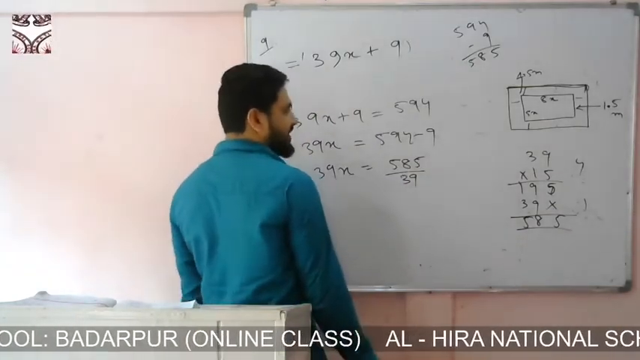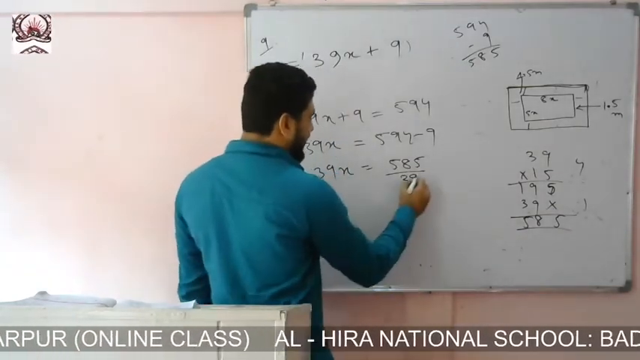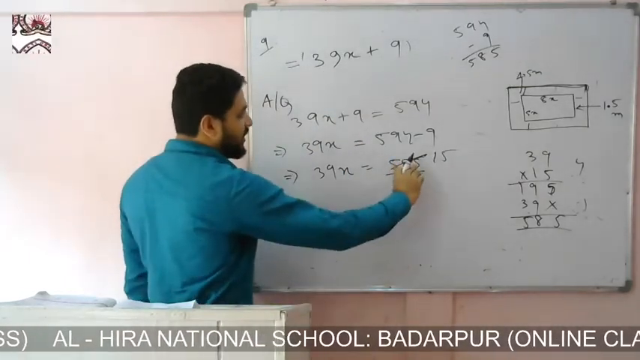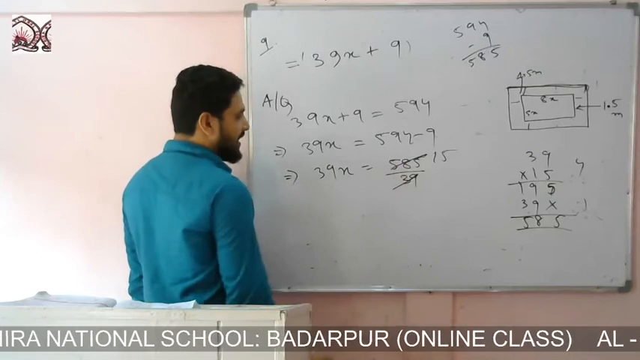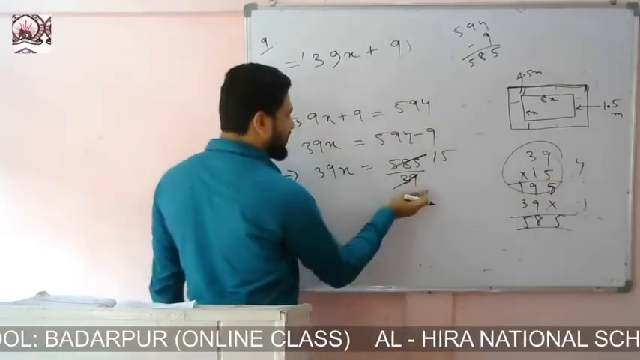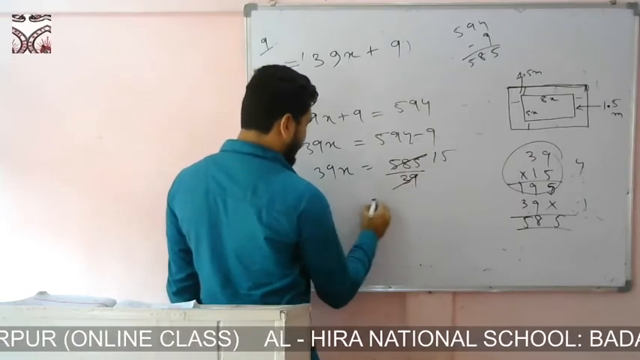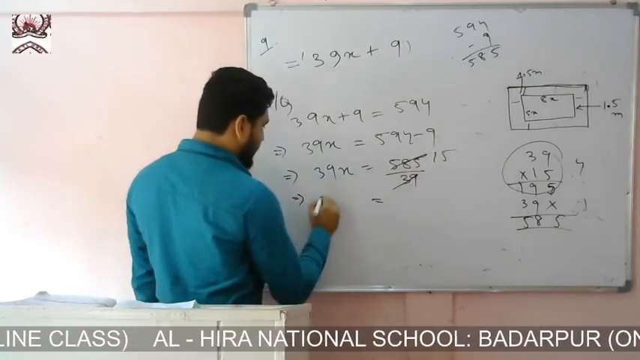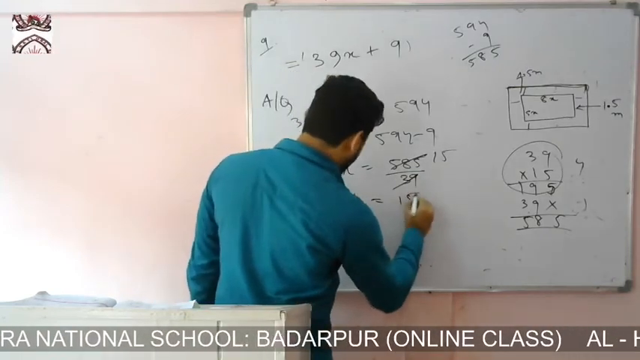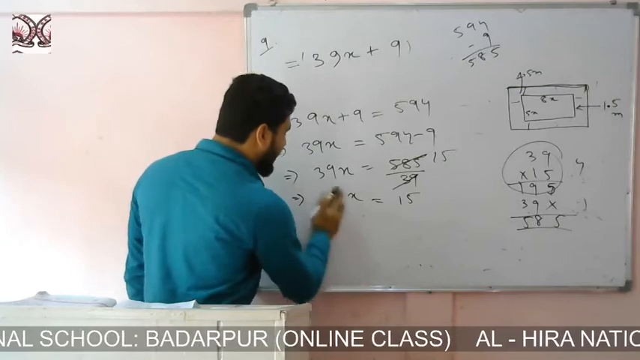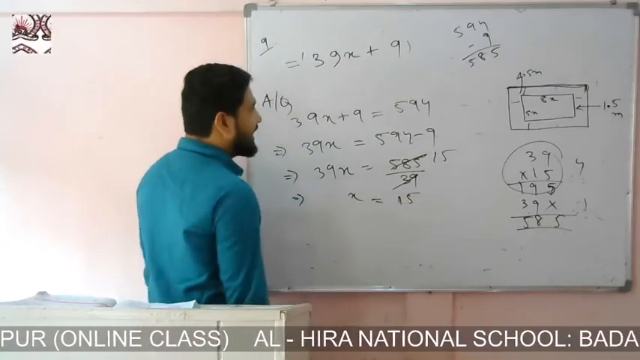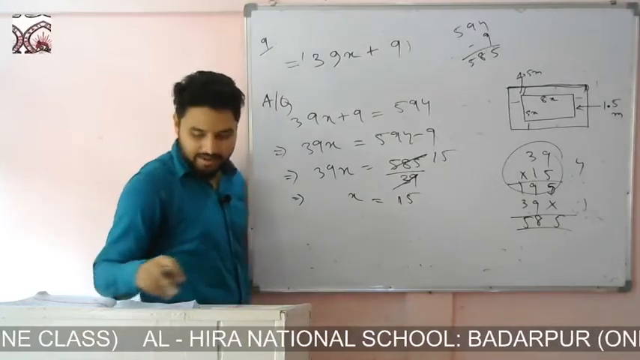That means if I cancel 39, we'll get 15. You can cancel with the small numbers. I have cancelled directly. You can cancel with 3 and 2 like this, from the small numbers. So I can write x equals what? 15. Because we have found x equals 15. Now I can find the dimension. That means you have to find the length.